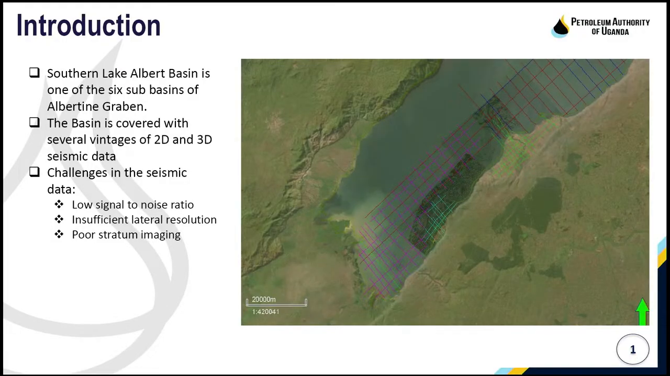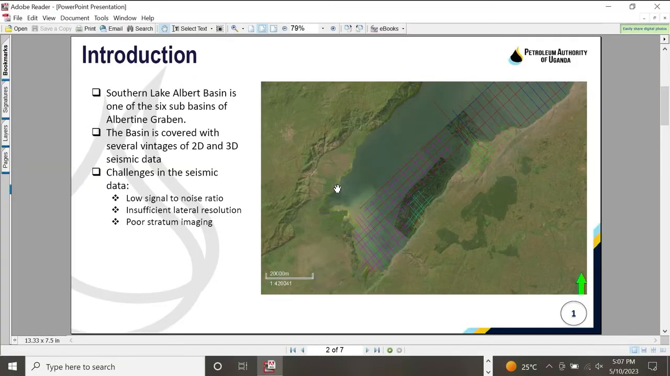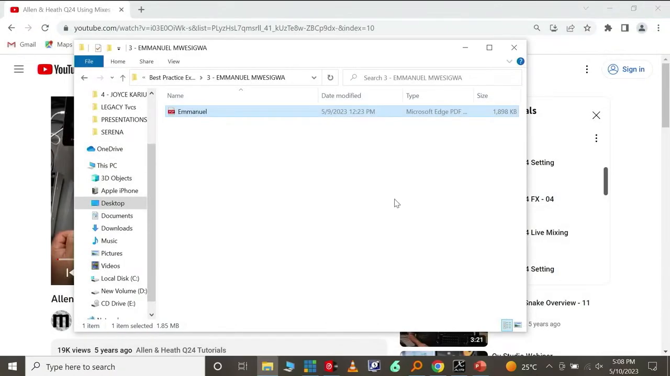As an introduction, I know we are limited to a slight number of slides, so I won't go through the first slide that shows an outline. Hope everyone can see very well. We have Lake Albert on the map. Unfortunately, this is another slide. Sorry, this is a different presentation.